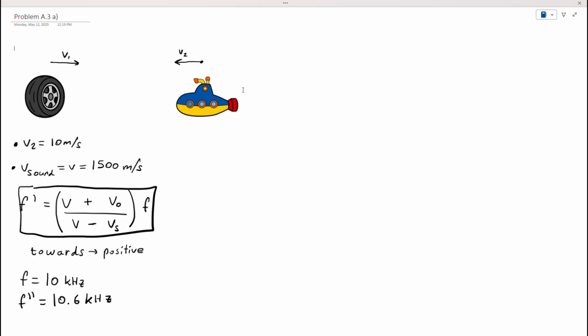So for this problem, we're going to start by trying to find the speed of the wheel. So this is a Doppler effect problem, but a double Doppler effect. So first, the submarine sends a first wave with frequency f towards the wheel.